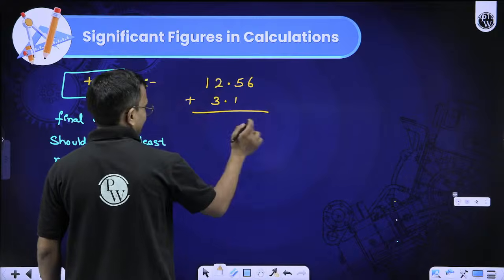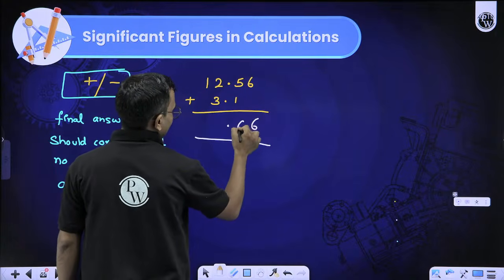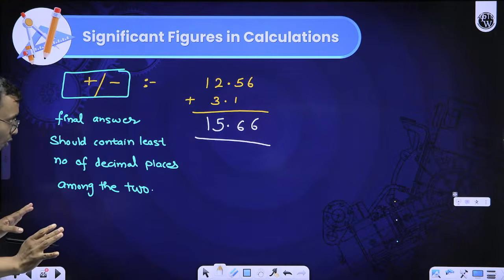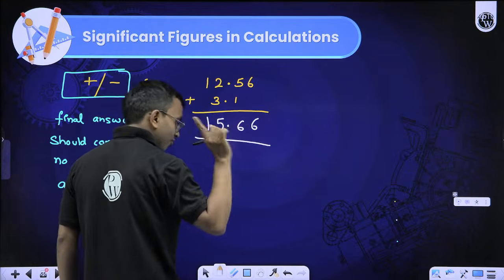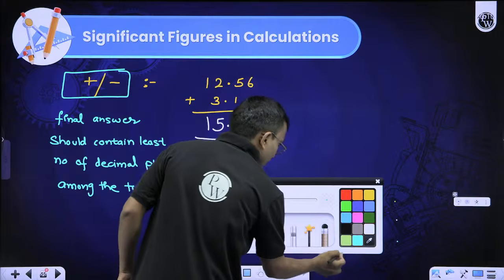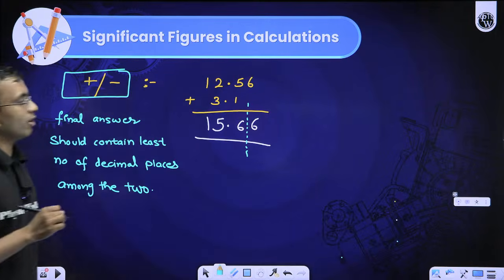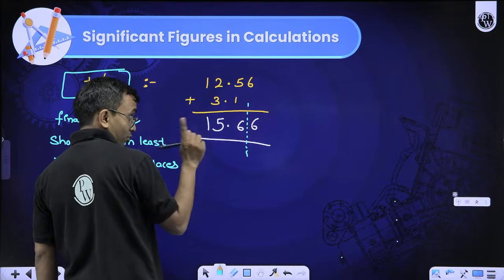First add them. What it is? You will say this is 6, this is 5, 1 here. So I got this number. Now it is having 2 decimal places. I should only have 1 decimal place. Therefore, I have to round it off, the last digit. Now round off. Don't drop, round off.